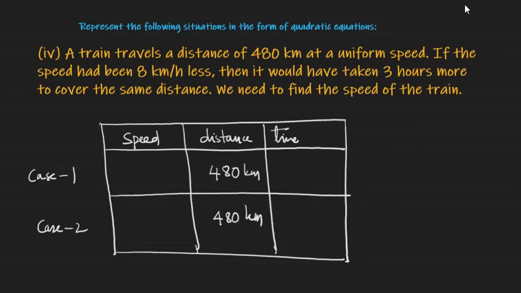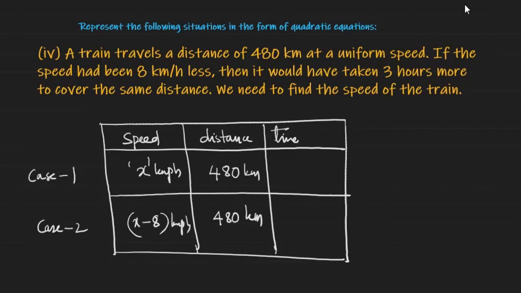So what is changing? Speed is changing. If the speed had been 8 km per hour less, meaning if in the first case the speed is x km per hour, then in the second case, the speed reduces. Now this is x minus 8 km per hour.